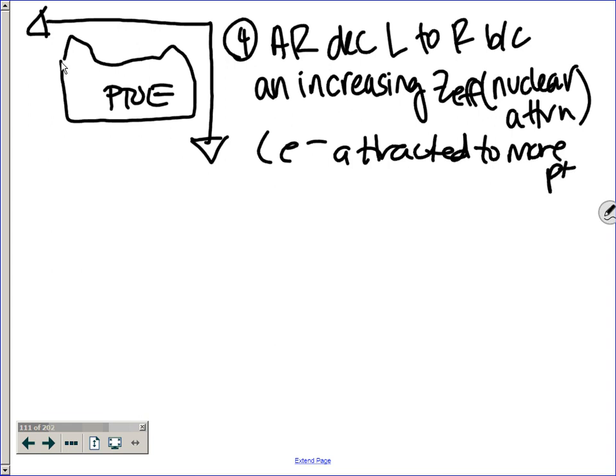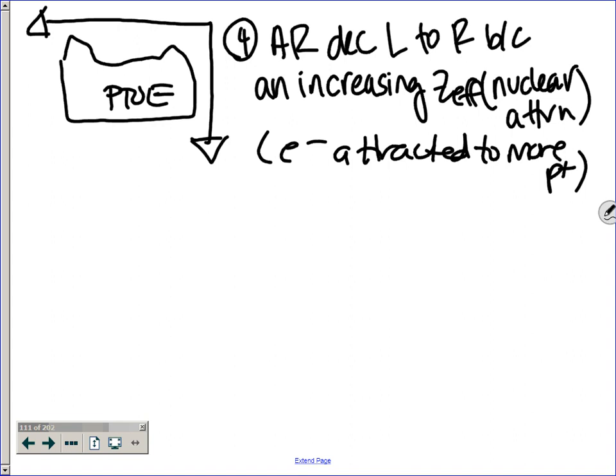Did we mention electron shielding for this one, or energy levels or anything? Yay or nay? No, because all of these in the period are in the same energy level. So if we're not changing energy levels, we're not changing anything about electron shielding.